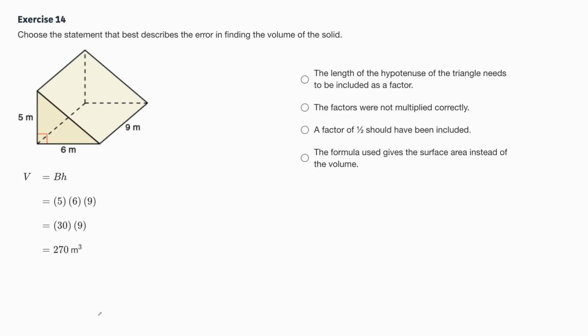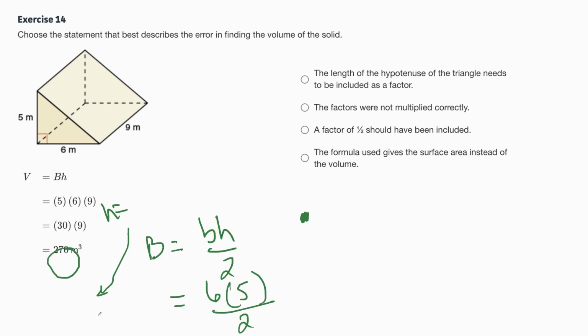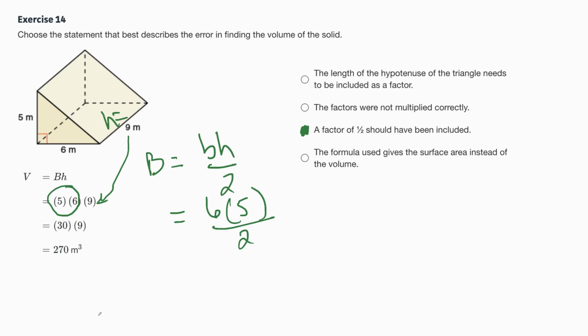Number 14, choose the statement that best describes the error in finding the volume of the solid. All right, so there's the formula, right? Actually, the formula for the volume is volume equals area of the base times the height. So I come down here to calculate the area of the base, right? And what did we forget to do here? We forgot to divide that by 2, right? So that is my error, okay?